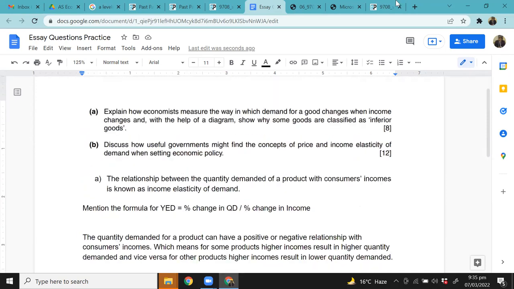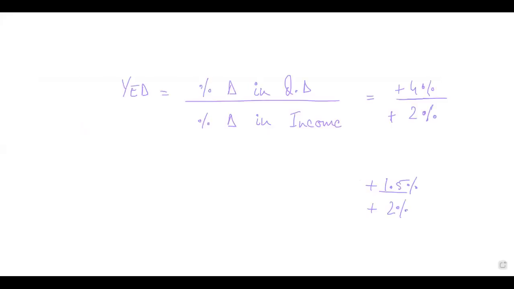Okay, but it said about the graph. We have to explain with the help of a graph. Now, can you tell me what type of graph the examiner is looking for? So firstly, for the normal good, what's the relationship?